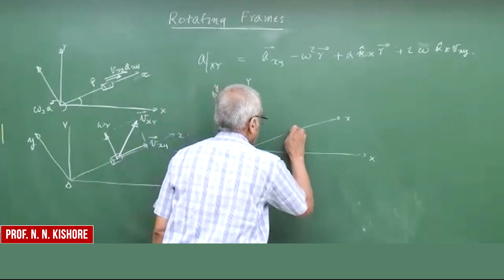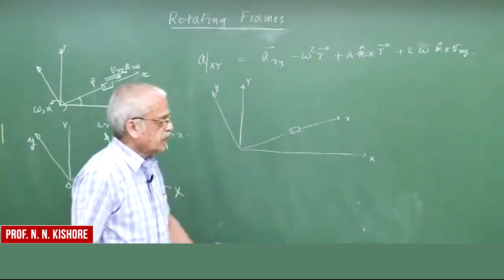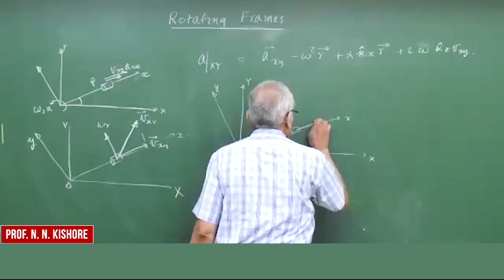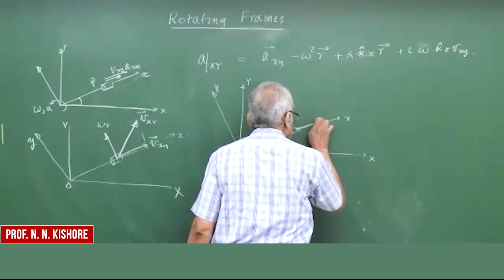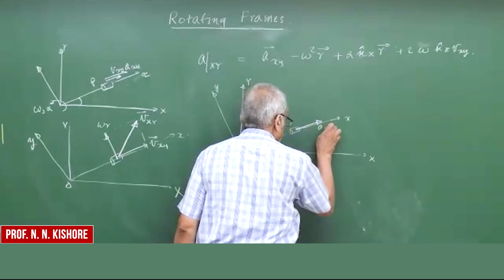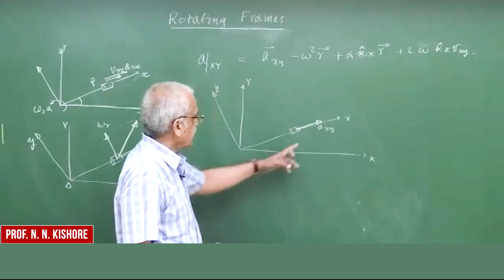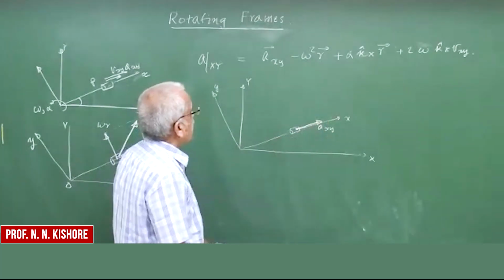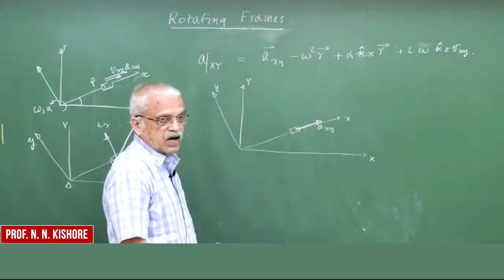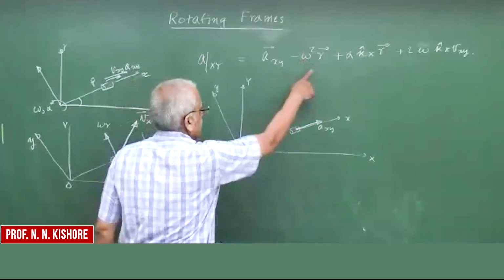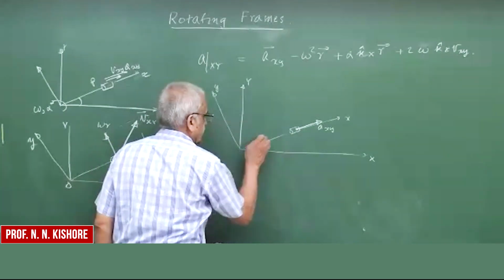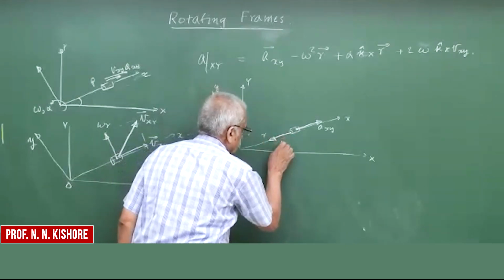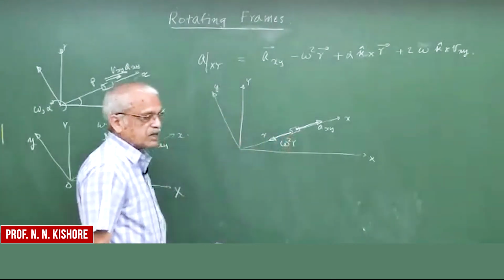So you are here, and this bead is moving with an acceleration here. In the small xy frame, it is only having an acceleration along the x-axis. And together with that, we have minus omega square r. That is nothing but, this is r, and so omega square r is this.